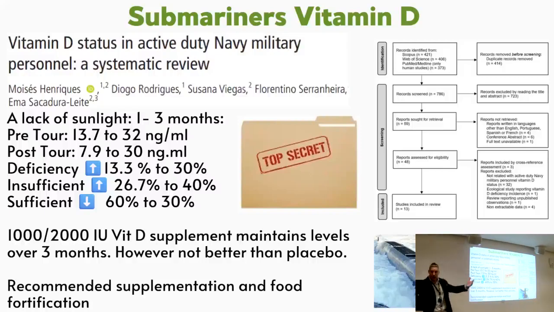Now what we see is, unsurprisingly, pre-tour, these are the ranges from the studies. There are 13 studies, and they're all men. I don't know if that's a rule around submariners or not, or just people that want to be submariners. But I think there were about 300 to 400 men in this study. We've got 13 studies in total, and we're looking at levels of around 14 to 32 nanograms per milliliter. So some of these people are sufficient, insufficient, and actually deficient if we look at our classifications for vitamin D.